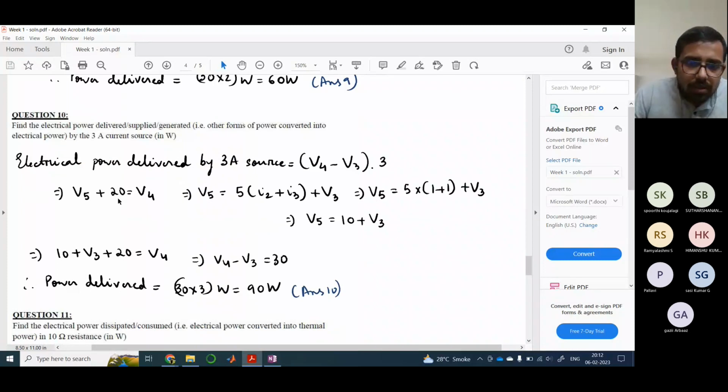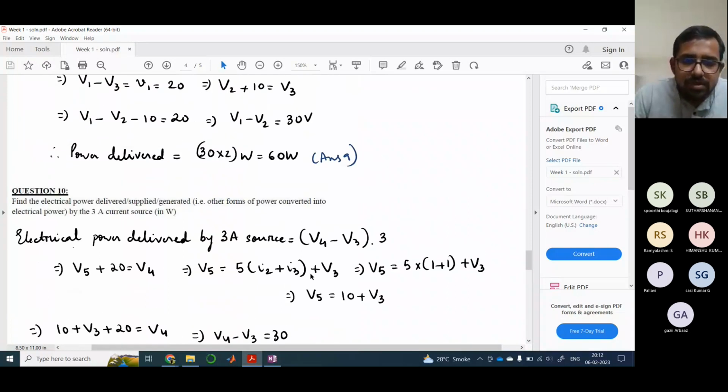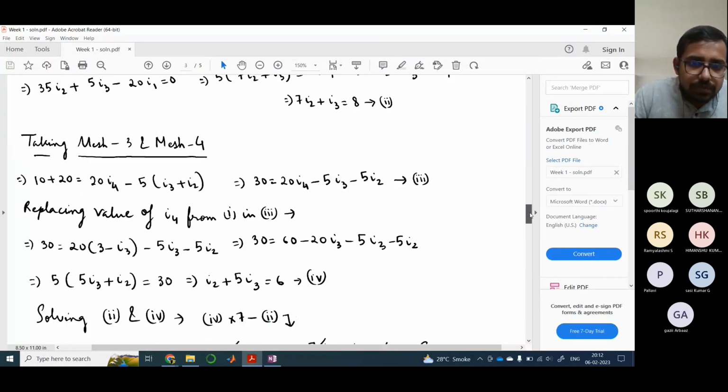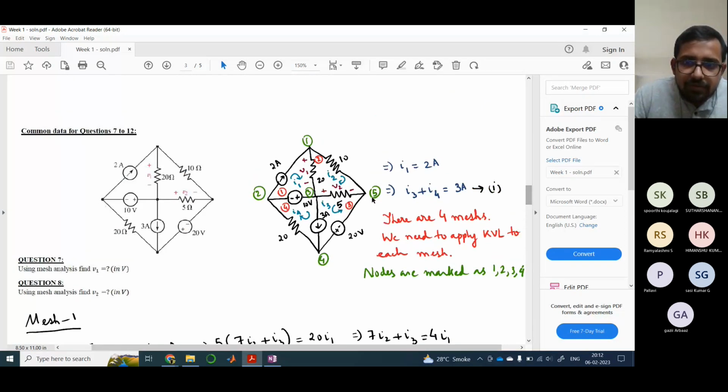right? Now, in order to get V4 and V3, V4 minus V3, basically we need to solve a similar set of equations. Very small, it would be straightforward. So like the similar problem. Now here I have written V5 plus 20 equals to V4, right? So let's see. So see, V5 is this node and V4 is this node as per my convention. So this is what I assumed, right?